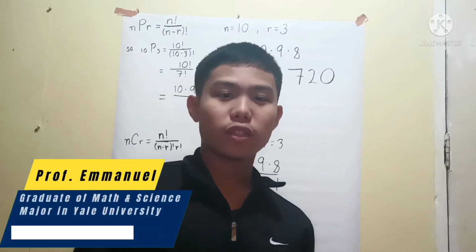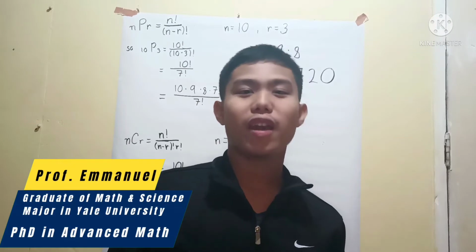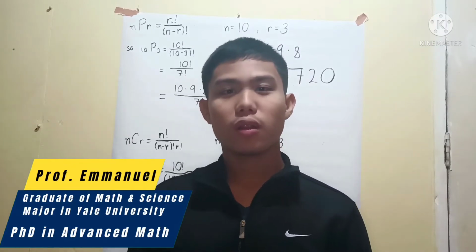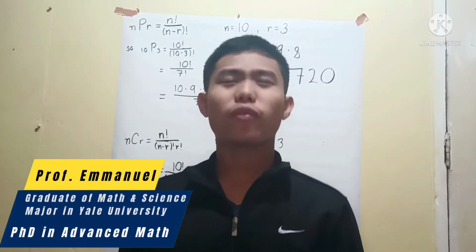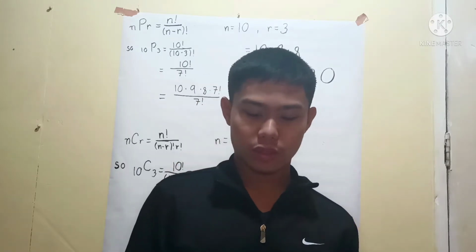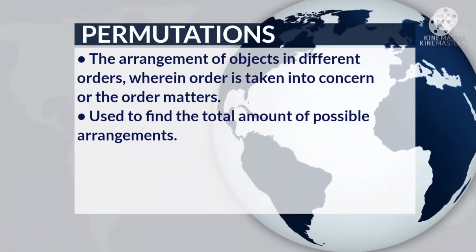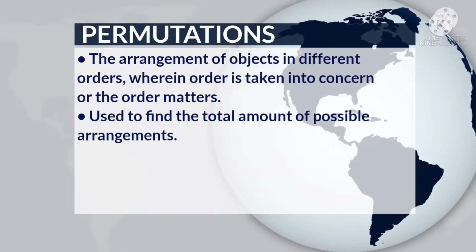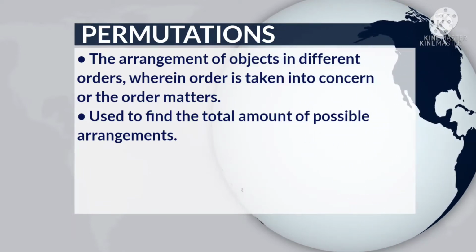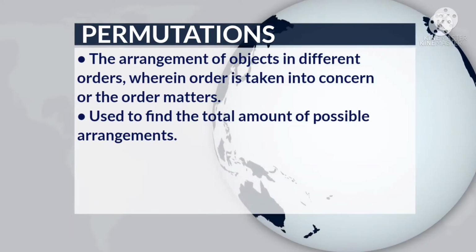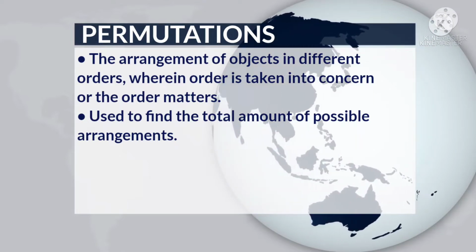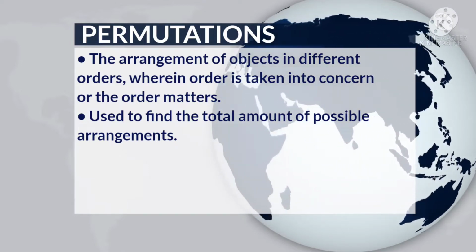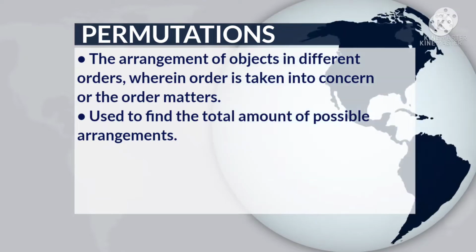Okay. Thank you, Sir Jheyan, for the introduction. And now, Mr. De La Cruz, I will answer all of your questions. But firstly, what is permutation? Well, permutation is the arrangement of objects in different orders wherein order is taken into concern, or the order matters. It is also a mathematical technique used to find the total number of possible arrangements.